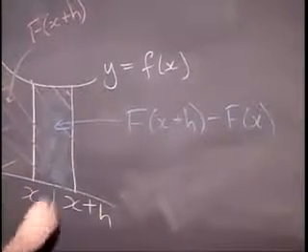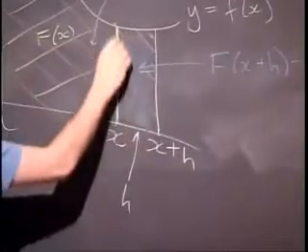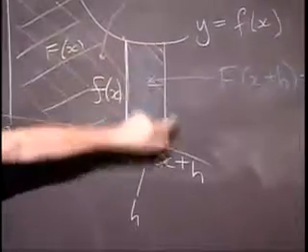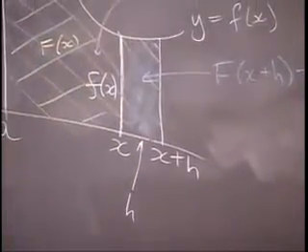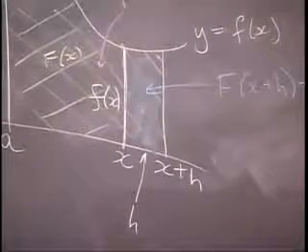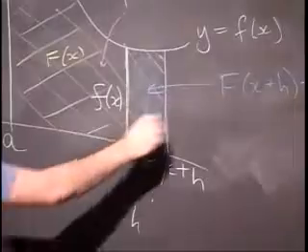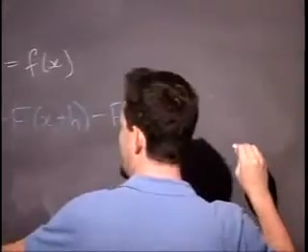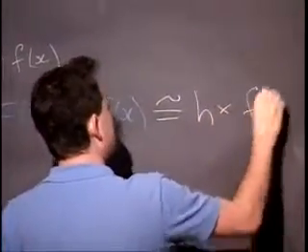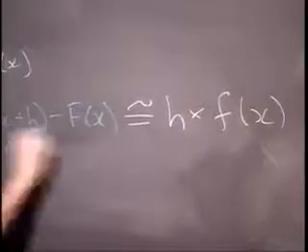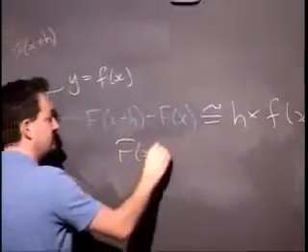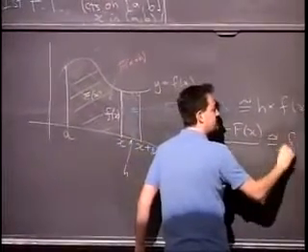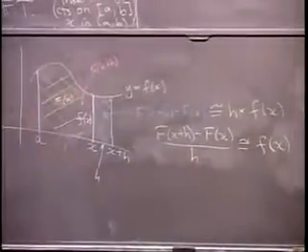Now let's take a look at this little strip here. The width of the strip is h, and the height at the left endpoint is f of x. Now, I agree the right endpoint isn't the same, but if the strip is really, really narrow and the function is continuous, then it's almost a rectangle. So the area of this strip, which is F of x plus h minus F of x, is approximately equal to the base h times the height f of x. In other words, forgive the blue now, I'll switch to white. I divide by h, that quantity is approximately equal to the height of that little strip, f of x.